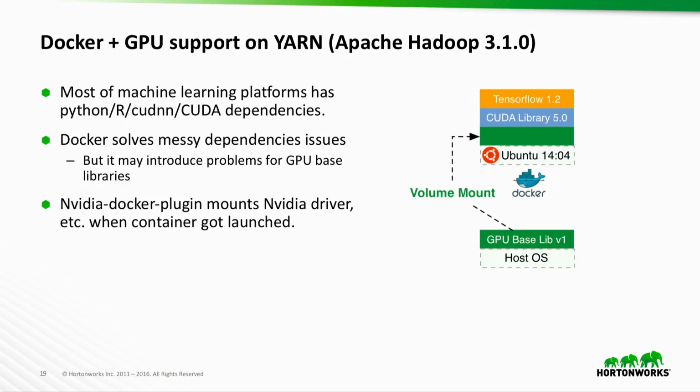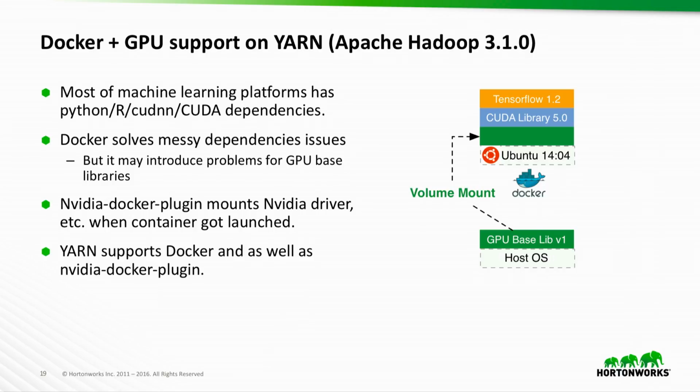The solution is to use the NVIDIA Docker plugin, which will detect the host OS GPU-based library, including the driver, and automatically mount this volume into the Docker container when it is launched. When we build the Docker image, we will not put the GPU-based library in it. We will use the host OS GPU library. So that is the solution. And for Yarn 3.1, we support Docker and also the NVIDIA Docker plugin.